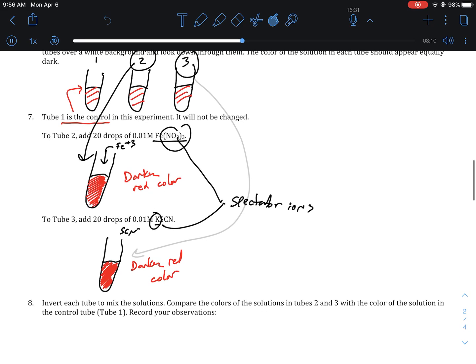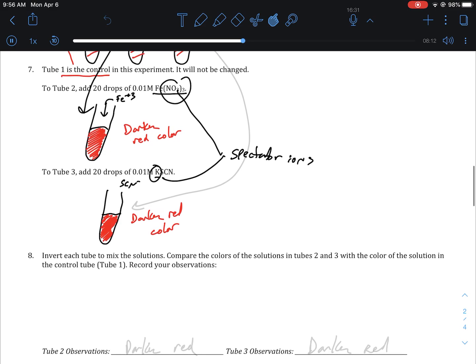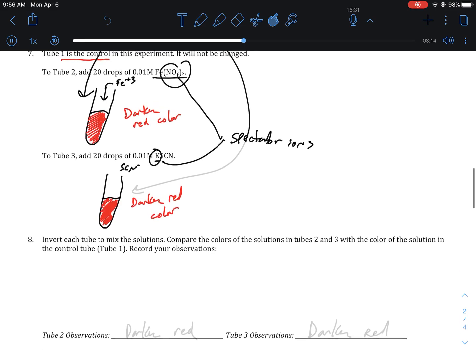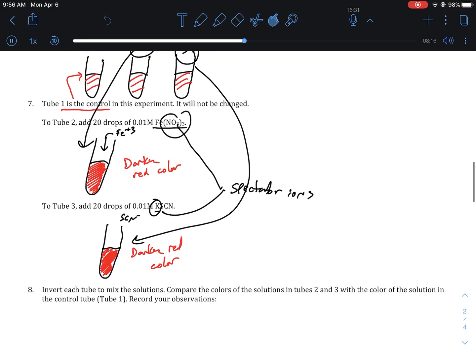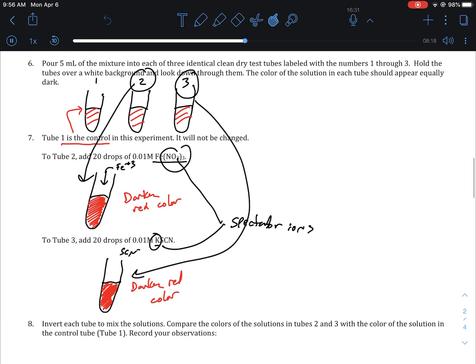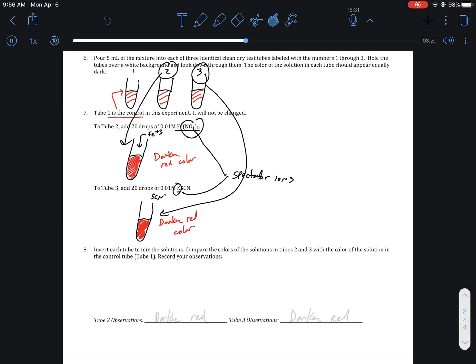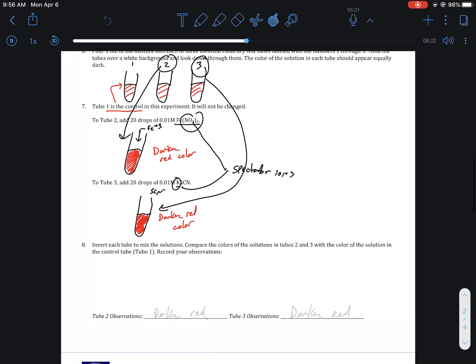So, tube 3 before, tube 3 after. The result of both tubes 2 and 3 was that they both got darker when we added the iron and the SCN respectively. And in terms of comparing them to the control, they're both darker than the control. So let's recap this.